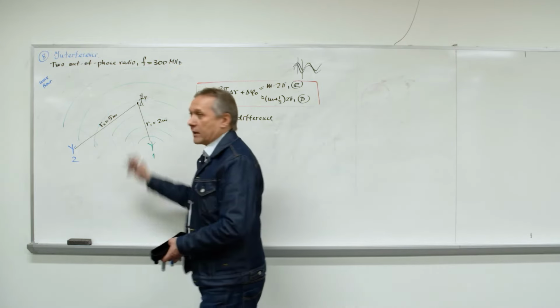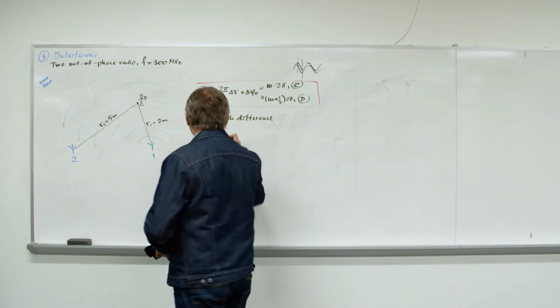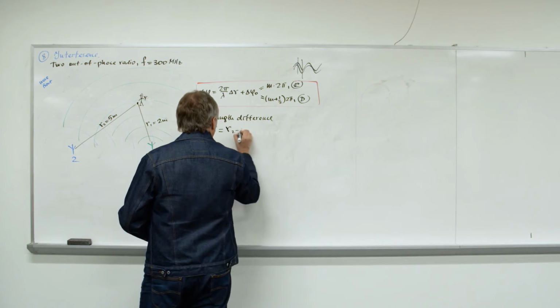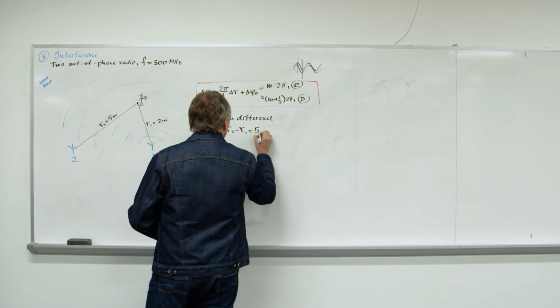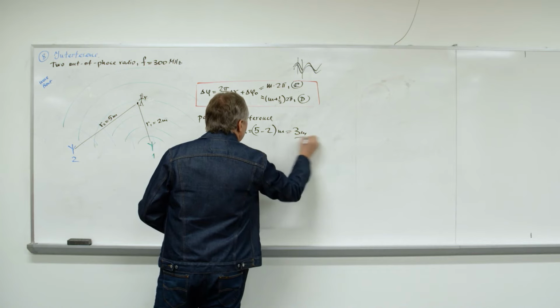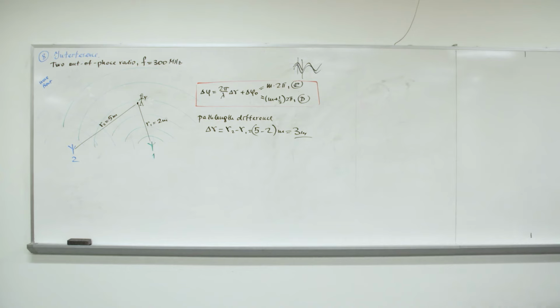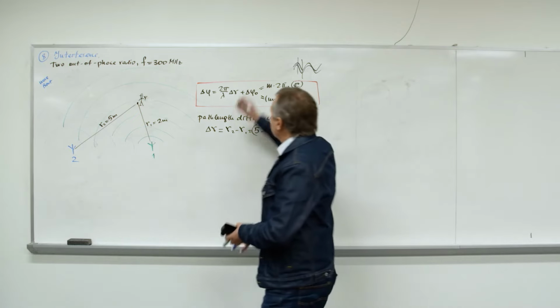So in this case, I simplified the geometry to the simplest possible, so it's just R2 minus R1. R2 minus R1, so 5 minus 2 meters, so it's 3 meters. So the additional distance that the second wave has to cover relative to the first wave is 3 meters. Okay, so this is done.